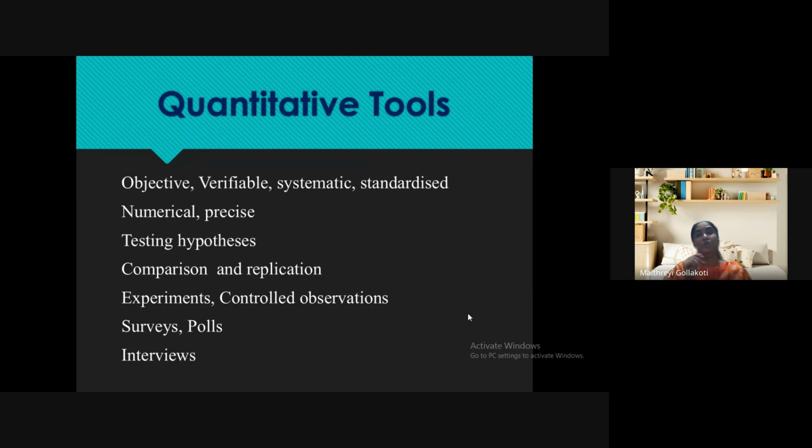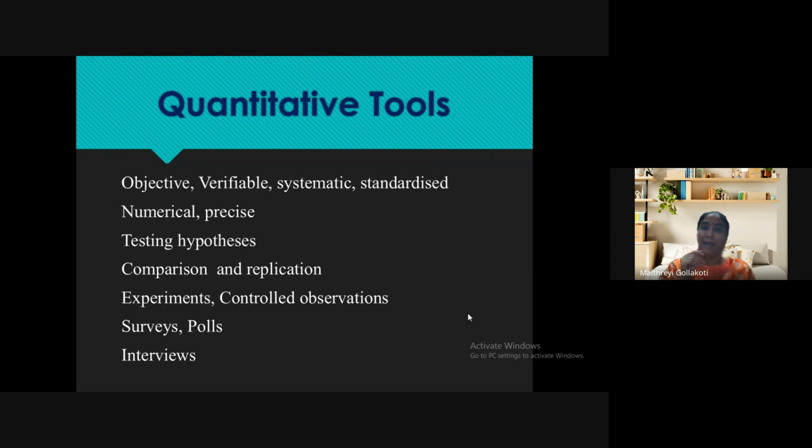Okay. It is numerical and precise. Quantitative data we can predict. Why? Because it is precise. It will be the same result any place on earth. Okay. And it is numerical. We can say 100%, we can say 80%, we can say 60%. The number or the fact is fixed. Testing hypothesis: we can test quantitative tools, but we can't test qualitative tools.